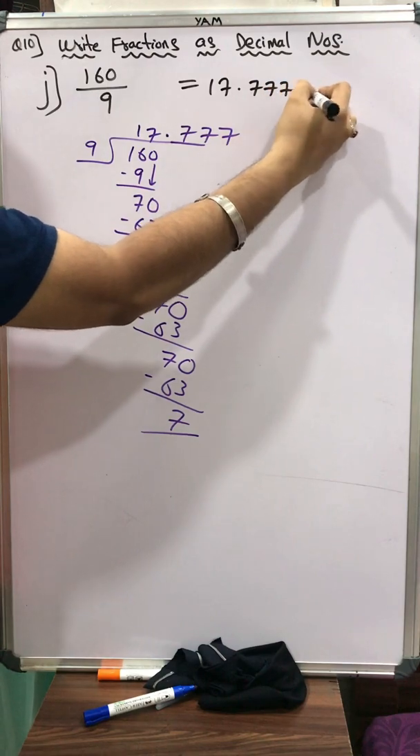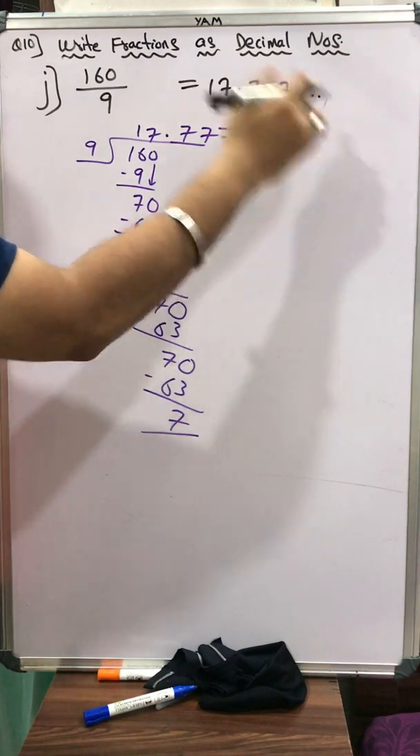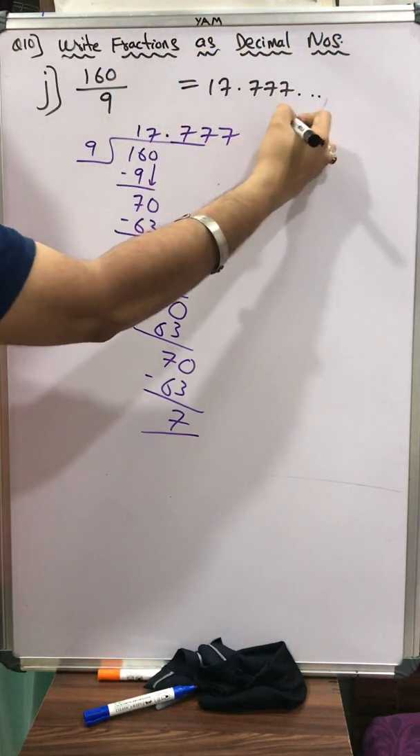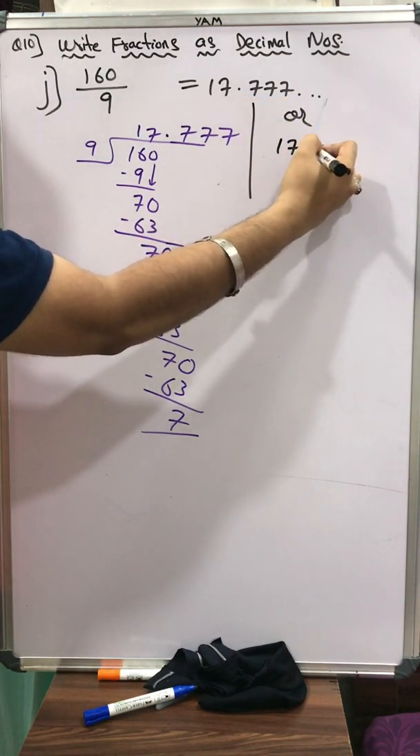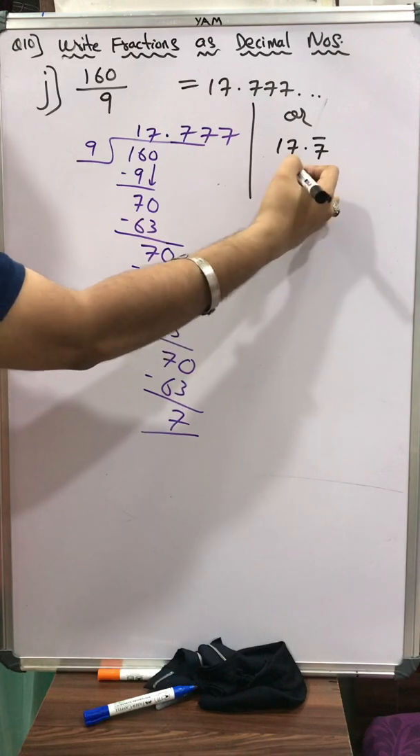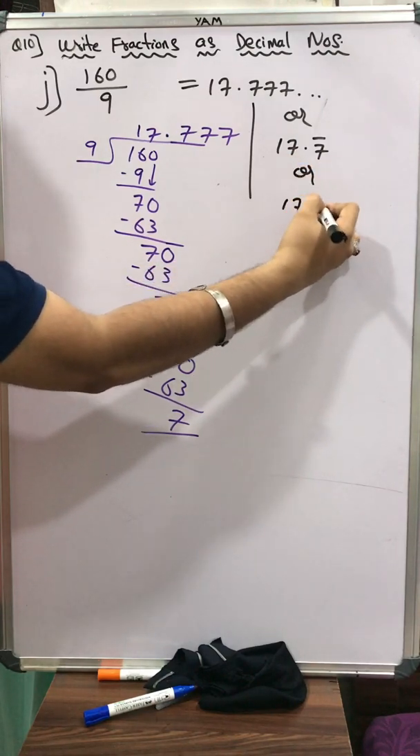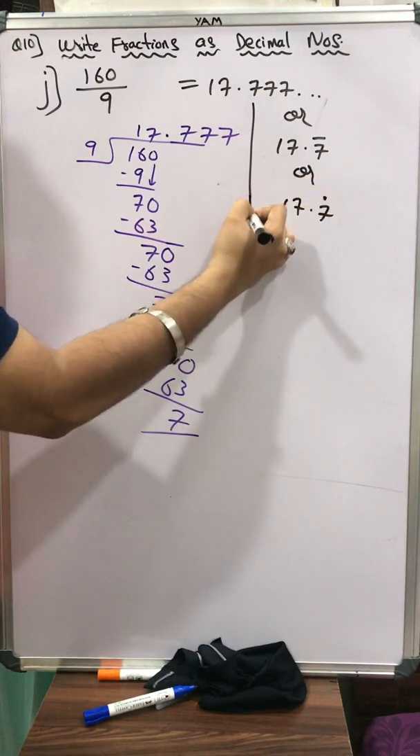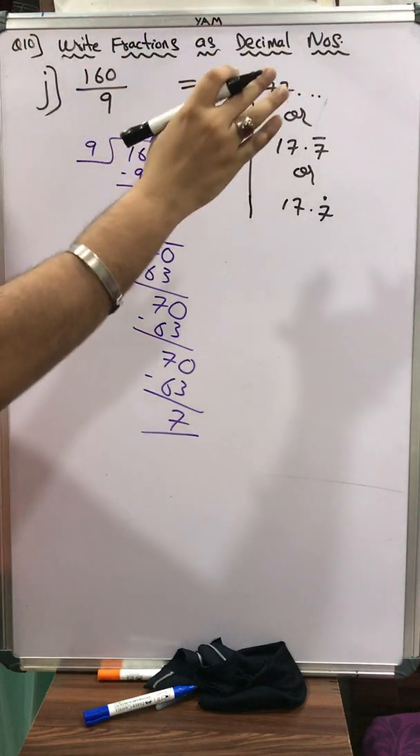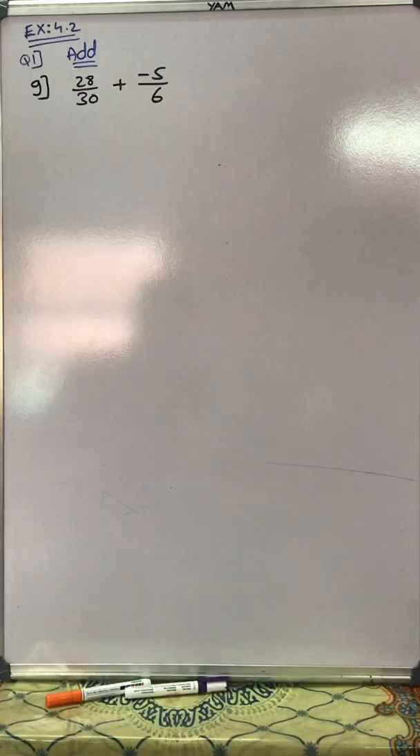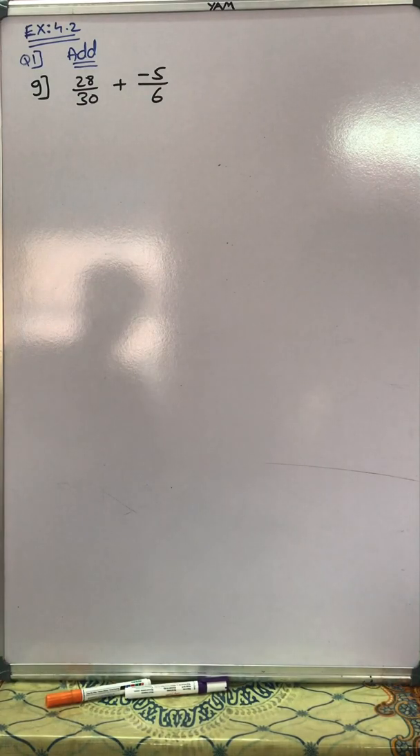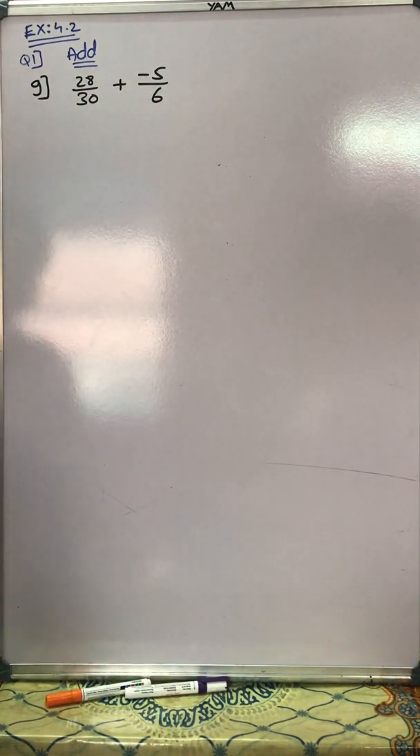So my answer here is 17.777 and three dots, which shows that this 7 goes till infinity. Or as I told you, it can also be written as 17.7 bar, or even 17.7 with a dot over it. It's non-terminating, it doesn't stop, and it is repeating. 7 is repeating.